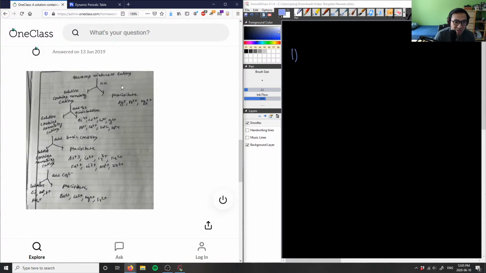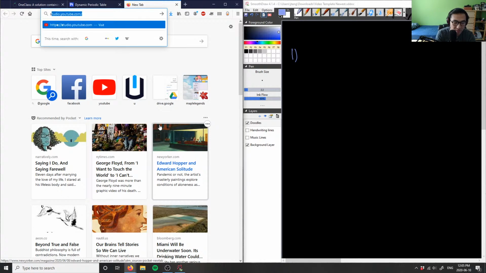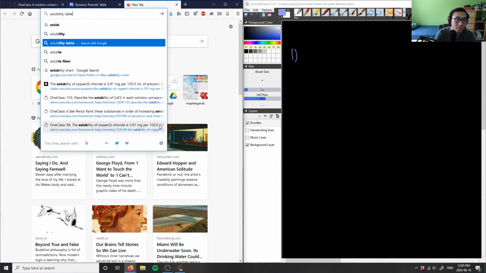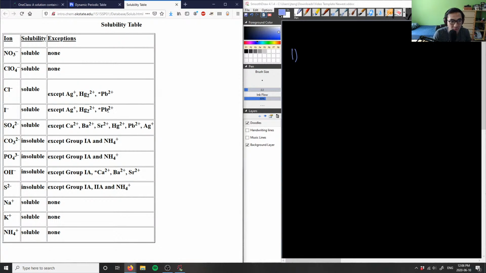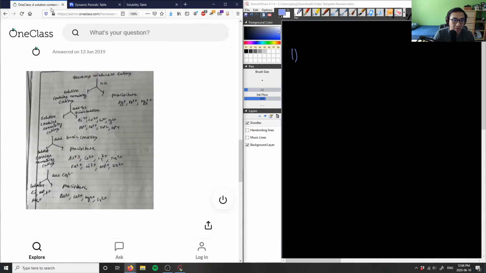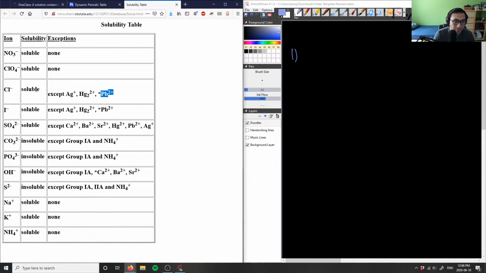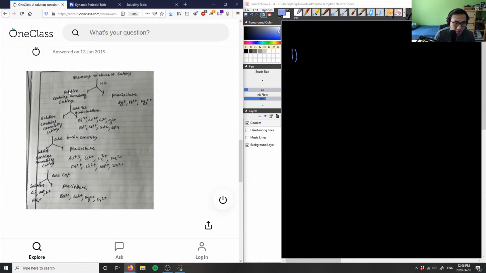If I have HCl and it forms a precipitate with HCl, you're going to get either silver, lead, or mercury. You can know this by simply looking at a solubility chart. Let me Google that for you here, and you'll be given this on a specific test or anything. As you can see, chloride is soluble except silver, mercury, and lead, and that's why they got silver, mercury, and lead here. It forms a precipitate with chloride with all these three cations. Otherwise, it's soluble, so it goes into solution.